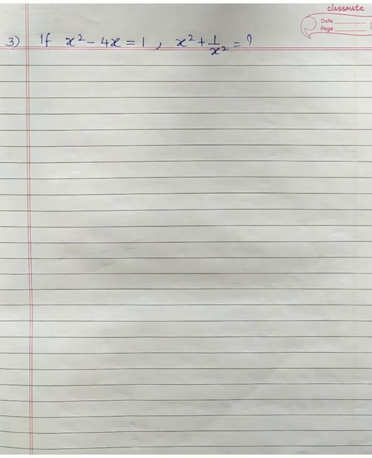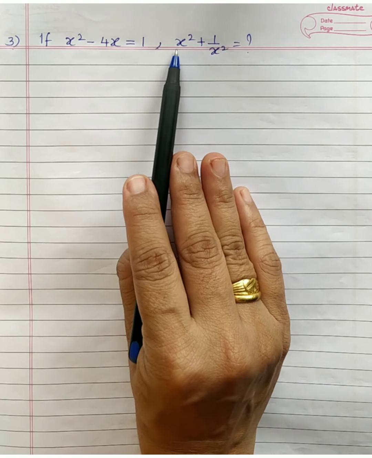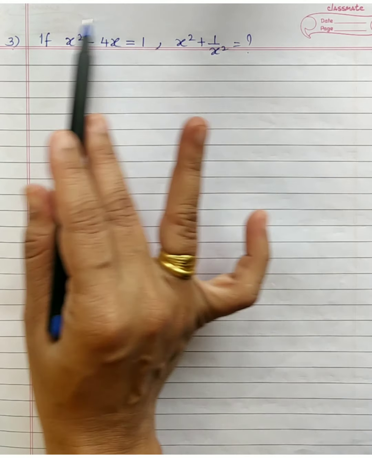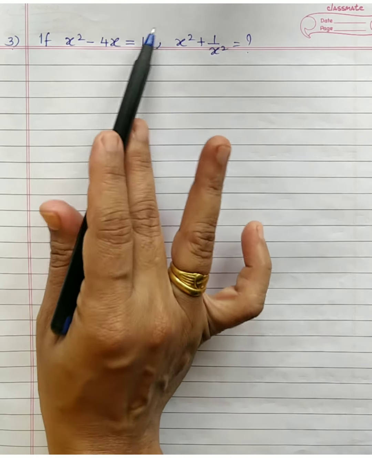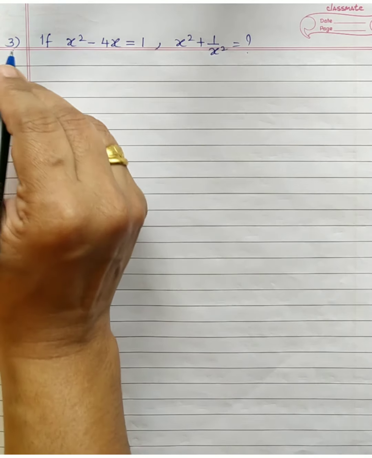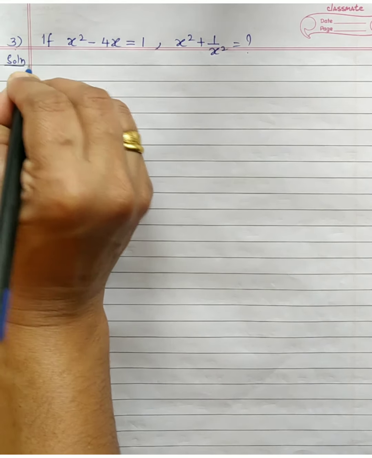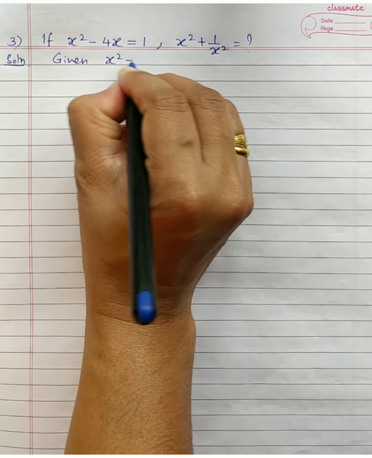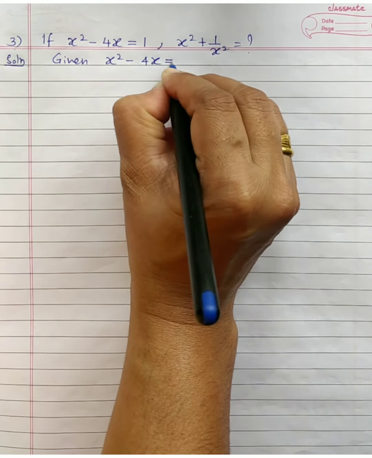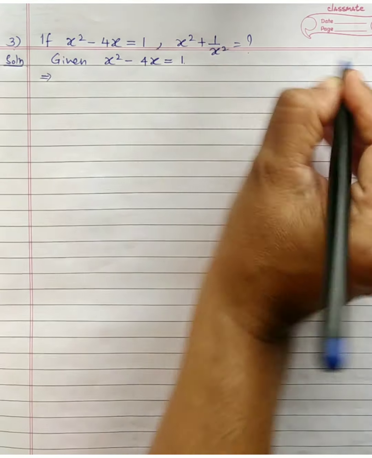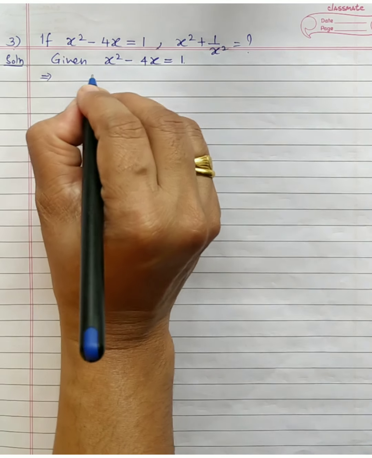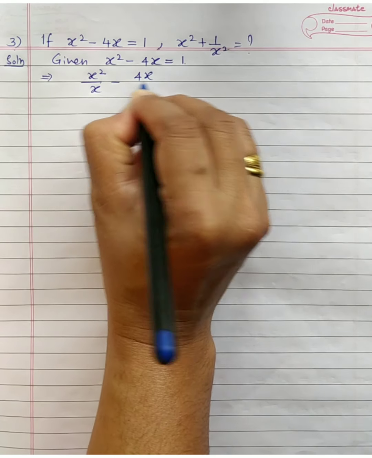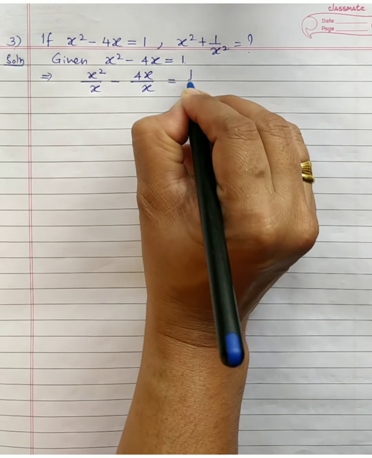This is the question. Now you know that to find x square plus 1 upon x square, you need to have x plus 1 upon x. So we would try to convert this expression into some value of x plus 1 upon x. So what you can do here is observe carefully. You are given x square minus 4x is equal to 1. Now divide both sides of this equation by x. What will you have? x square upon x minus 4x upon x is equal to 1 upon x.